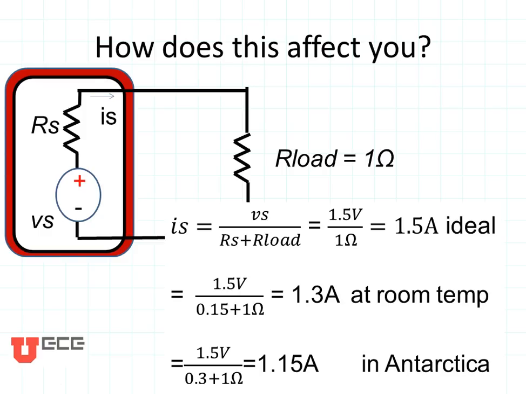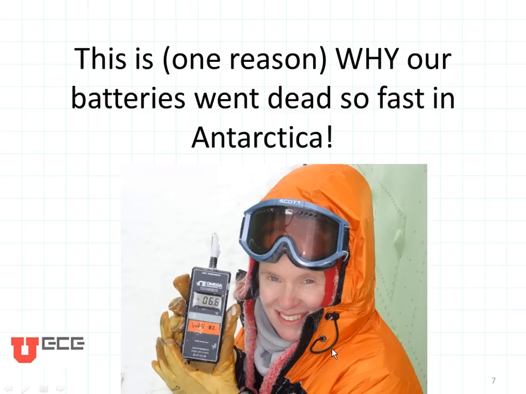But now let's say that I'm at room temperature. In that case, my internal resistance is 0.15, so if I add that to my 1 ohm, I'm going to have 1.3 amps at room temperature. It's a little less than I had for my ideal battery. Now let's go to my Antarctica battery, where I have 0.3 ohms connected onto my 1 ohm load, and I'd have 1.15 amps when I really intended to have 1.5. So what did that do? This is why our batteries went dead so fast in the Antarctic cold.